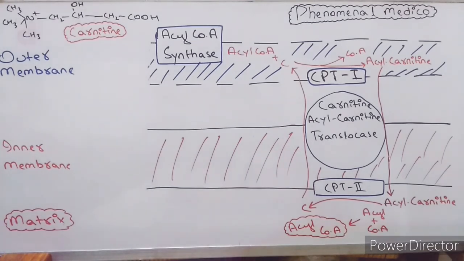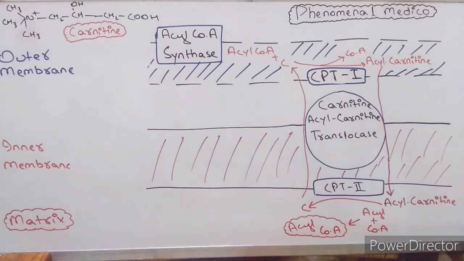The carnitine molecule itself, here is its chemical formula: it is beta hydroxy gamma trimethyl ammonium butyrate. It is chiefly synthesized in the liver from the lysine and methionine amino acids.